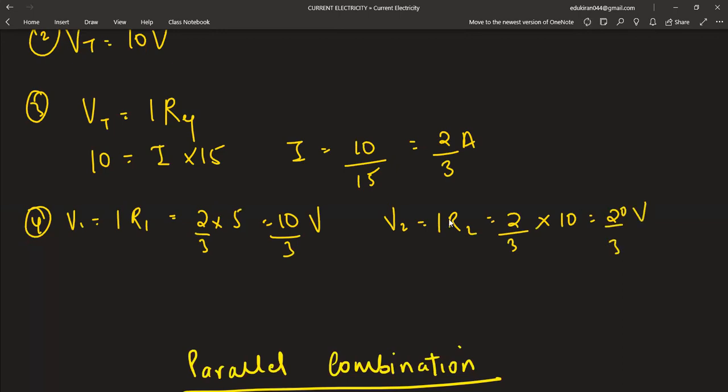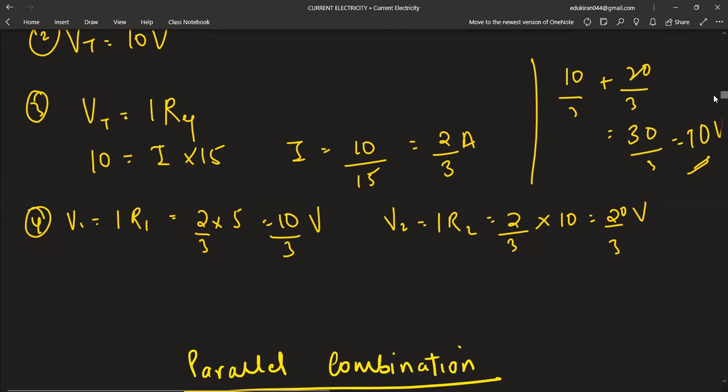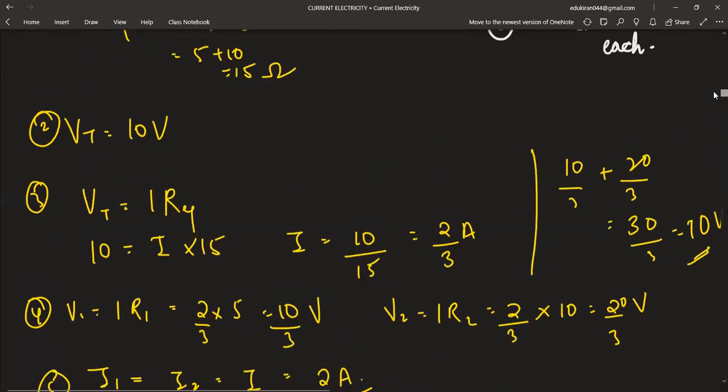You can even check. See, 10 by 3 plus 20 by 3 gives 30 by 3, which is equal to 10 volt. Means our answers are correct. Last part says current across each. It's a series combination. In series combination, I1 is equal to I2, which is the total current, that is 2 by 3 amperes. All right, write it. Then we'll start with parallel combination.